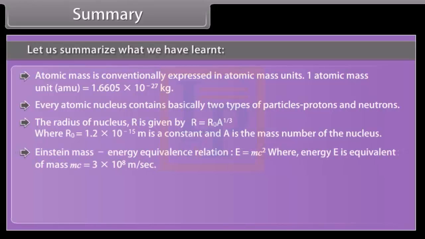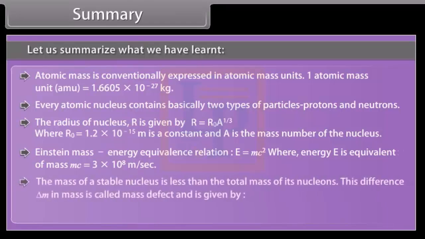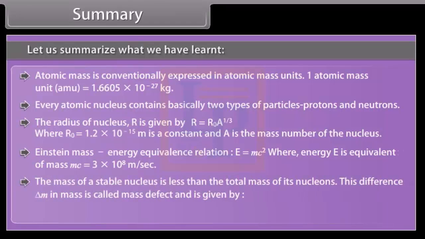Einstein mass-energy equivalence relation, E = mc², where energy E is the equivalent of mass m, and c is the velocity of light in vacuum, that is 3 × 10^8 meter per second. The mass of a stable nucleus is less than the total mass of its nucleons.